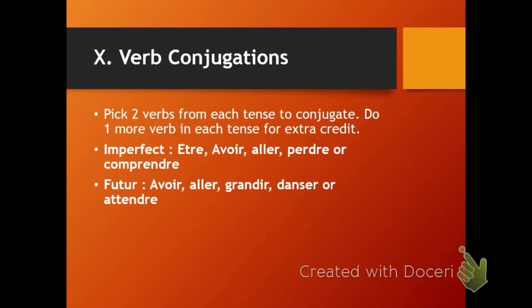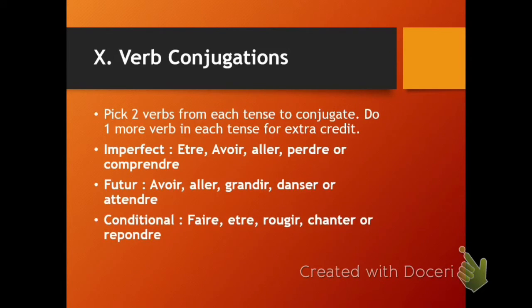Next, we have the future tense. You'll need to choose either avoir, aller, grandir, danser, or attendre. We'll then have the conditional tense, faire, être, rougir, chanter, or répondre. And finally, our past tense, choisir, venir, tomber, and vendre. So you must pick 2 verbs from each of these tenses. That's a total of 8, and you may do 1 verb from each tense for extra credit. So you may do an additional 4 for 2 points extra credit for each one that you complete.